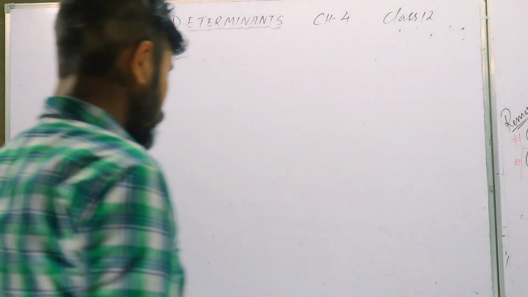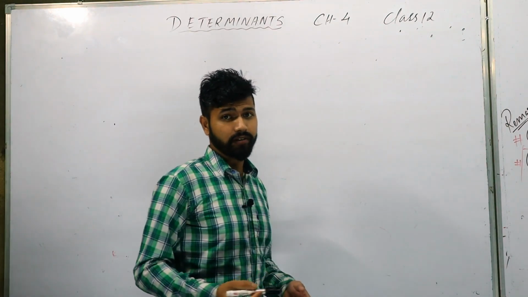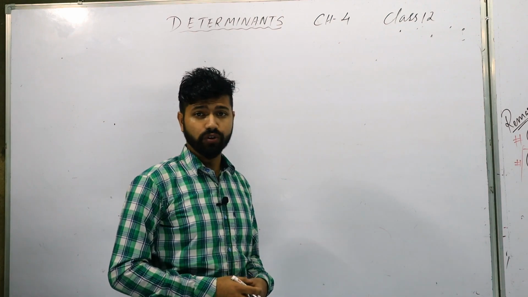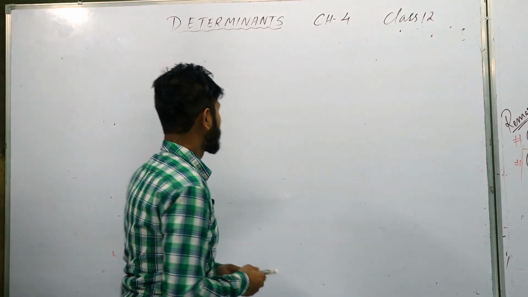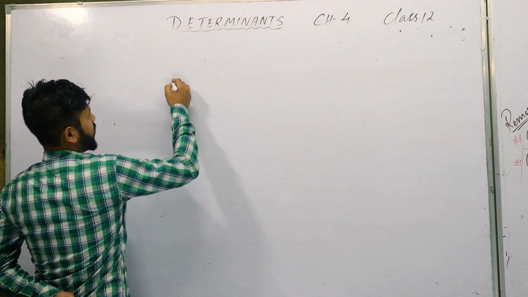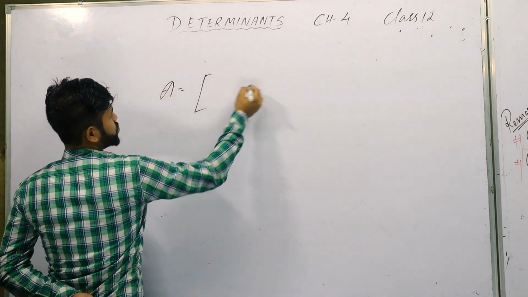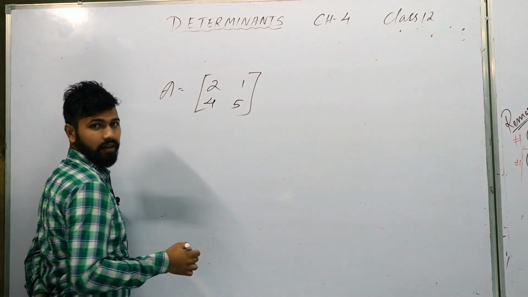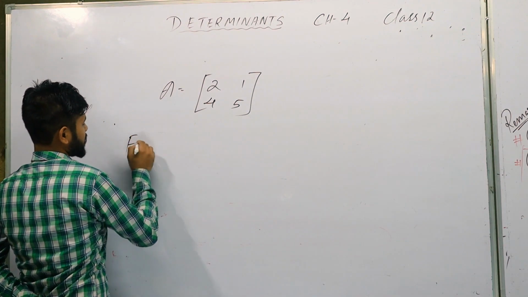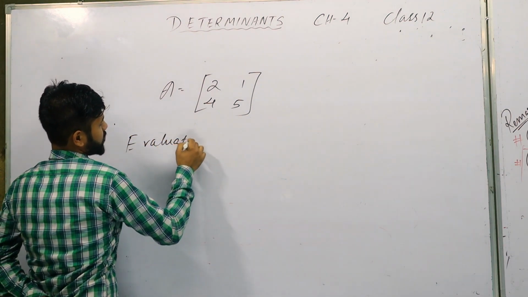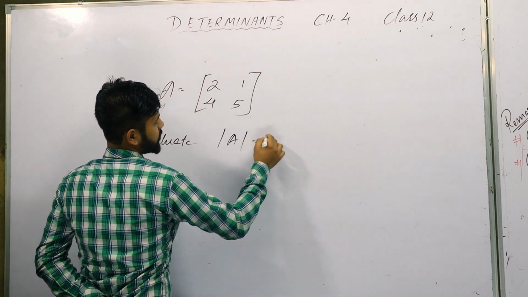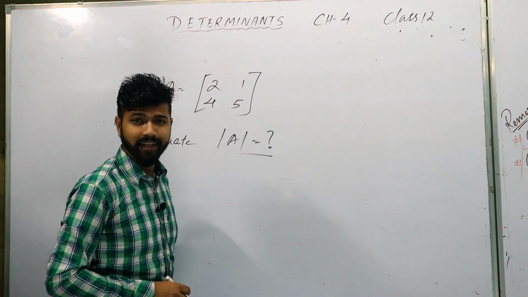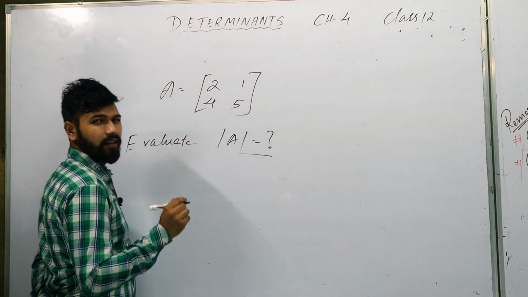So now I will show you how to evaluate the value of a determinant. At the very beginning we shall start with a 2 cross 2 matrix. So let me consider a matrix of order 2 cross 2. Suppose 2, 1, 4, 5, and it is asked: evaluate determinant of A. Remember, it's very easy to find the determinant. What are the steps? Very simple.